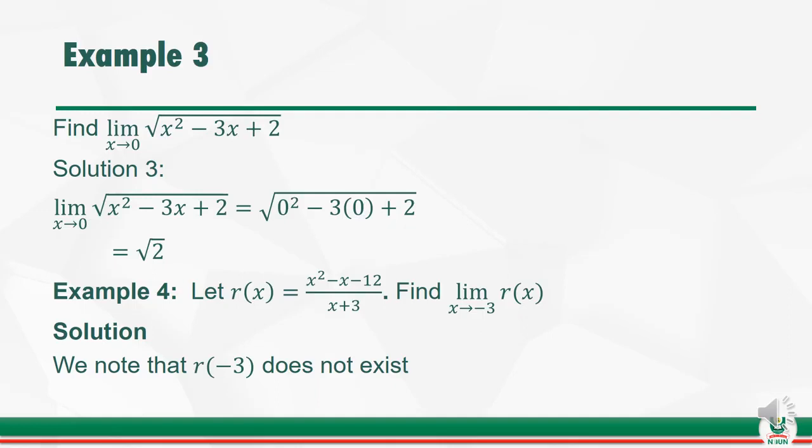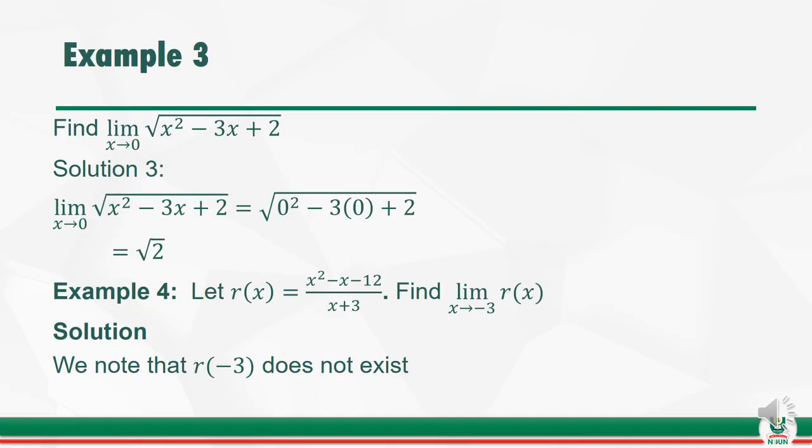Let r of s equal to s squared minus s minus 12 all over s plus 3. Find the limit of r as s tends to minus 3. Then the function r of minus 3 does not exist. Why? Because if we put the value of minus 3 here, plus 3 here, this will give us what? Undefined. This doesn't mean that the limit does not exist, because the limit is getting closer and closer to minus 3. It doesn't mean exactly minus 3.